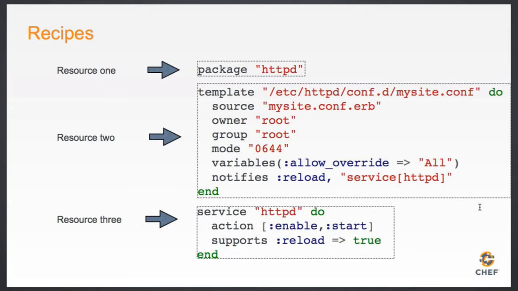Setting the group, the owner, the permissions on that file, and then passing a few variables into it. So because it's a template, it's configurable dynamically. And then at the end, if that template changes, if that configuration file for Apache changes, it's actually going to notify the third resource, the Apache service, that has already been enabled and started, but if the config file changes, we need to reload the service.